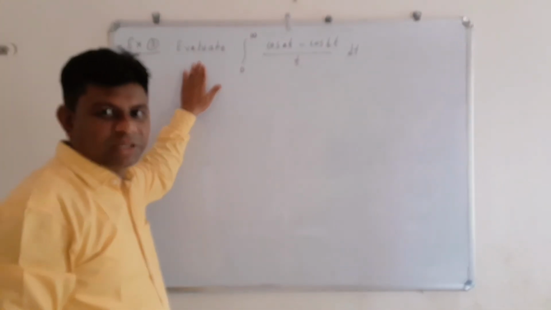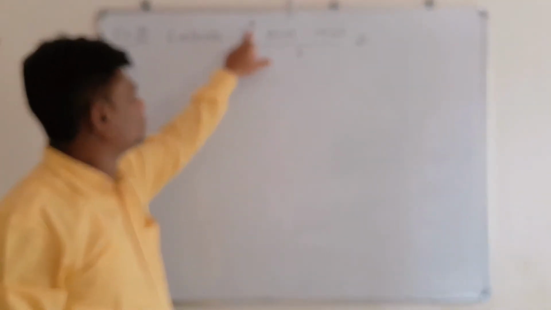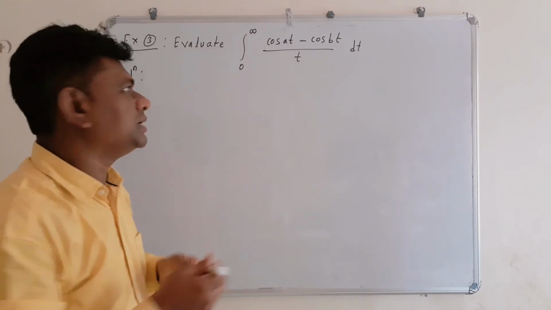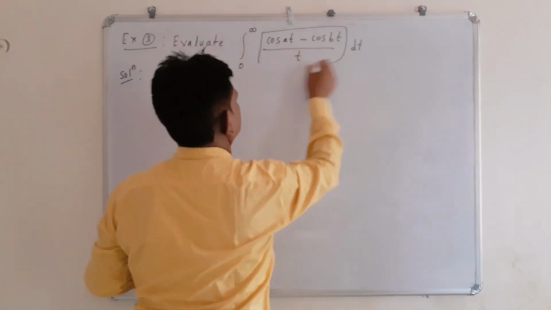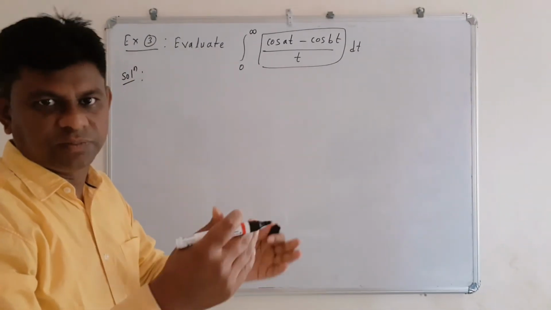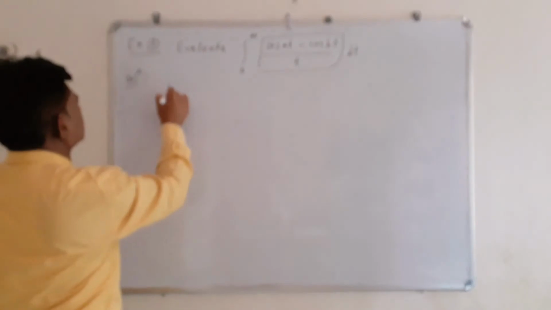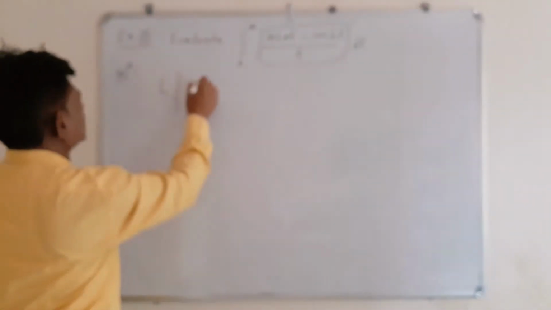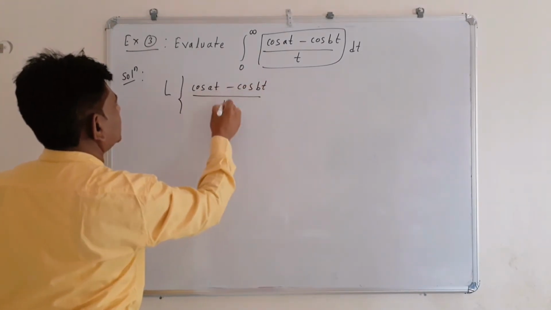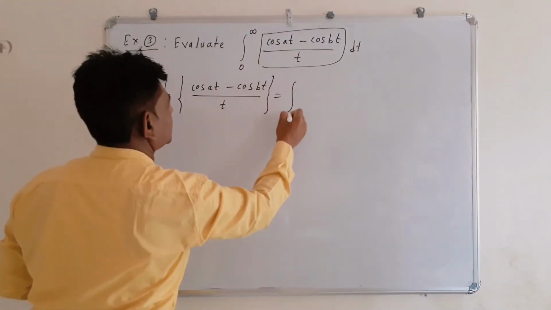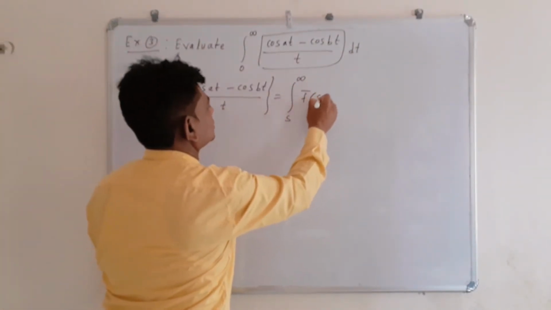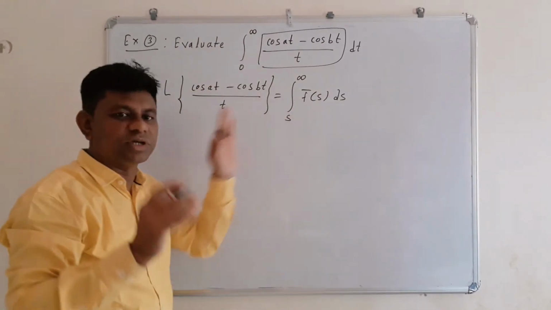Now third example, evaluate the integral from 0 to infinity of (cos at minus cos bt) upon t dt. First we find the Laplace transform of (cos at minus cos bt) upon t by using the division by t property. Therefore, the Laplace transform of (cos at minus cos bt) upon t is equal to the integral from s to infinity of f bar s ds. So this is the division by t property.